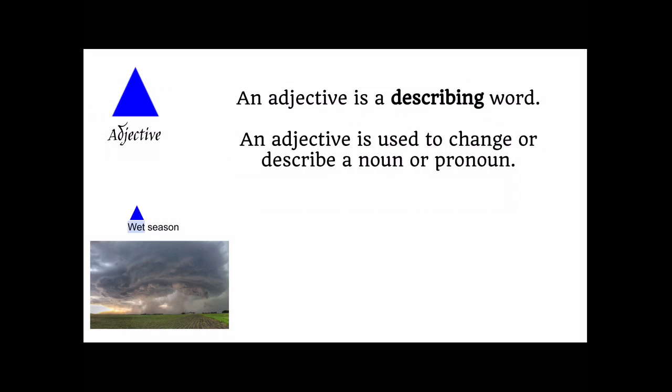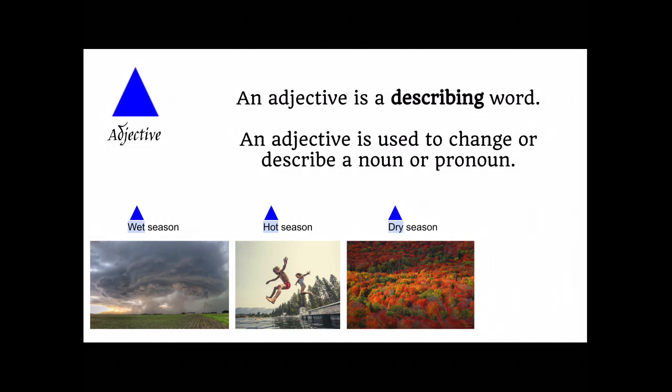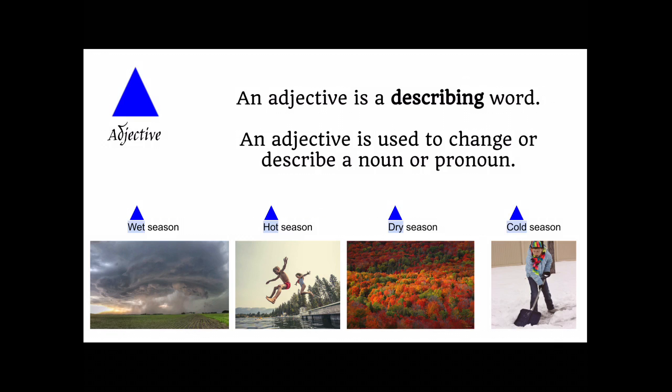A season is kind of a thing, or kind of an idea. Either way, it's a noun, and the adjective describes it. You can have a wet season, or in the summer you might have a hot season. In the fall you might have a dry season, or a colorful season. And in the winter you have a cool season. Adjectives are describing words, symbolized by a bigger, dark blue triangle.